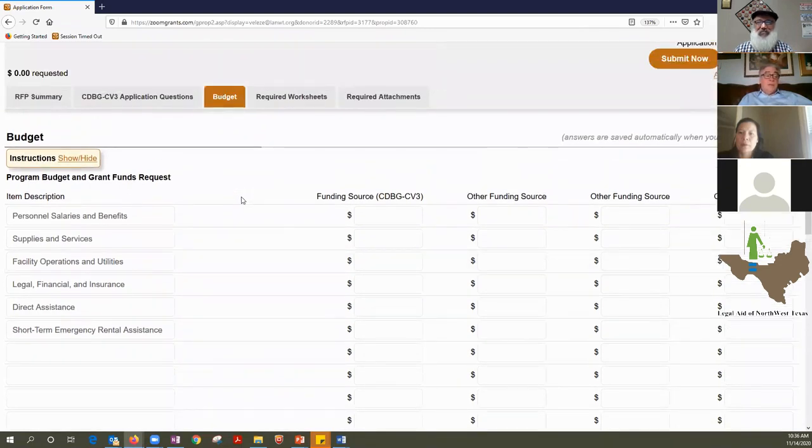Thank you, Eliezer. Here we have categories for the budget for your program. It is important to know two things. One, the U.S. Department of Housing and Urban Development, otherwise known as HUD, has specific categories into which they want you to put your various expenses.